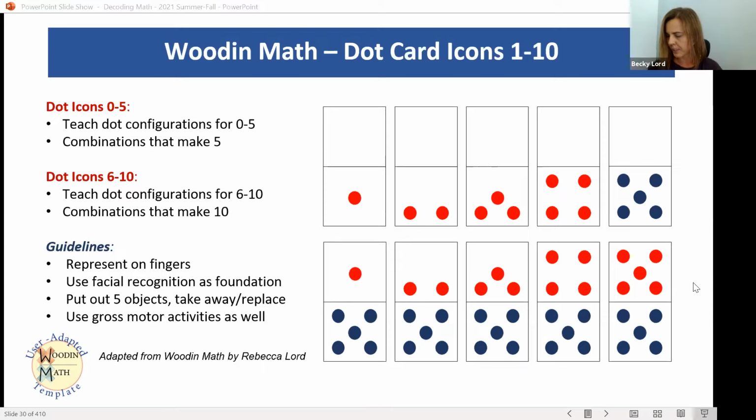And the same with, what's this? The 6. Okay, so there's only 1 here. So what's missing? Well, it's missing the 4 square. So 6 and 4 makes 10. So you can go through all these and have kids practice what's missing to make 10.